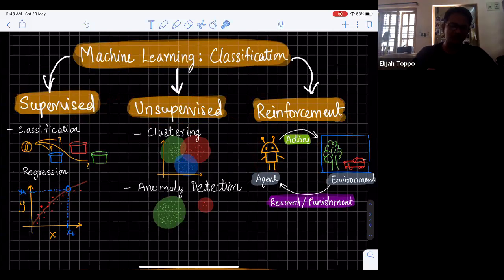Now, when we look at supervised learning, where I have data, I can divide supervised learning into two parts. I can have a classification problem or I can have a regression problem. A classification problem is basically trying to categorize what my data should be classified as. So in a loan example, it should be classified as approve the loan or reject the loan.